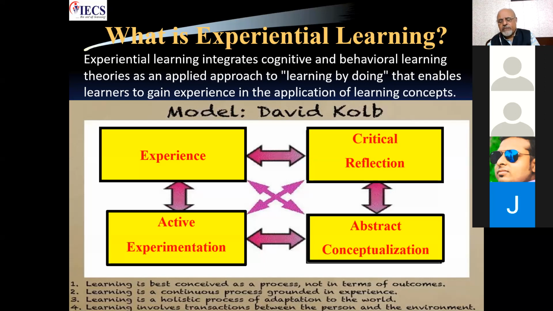What is learning? Here, learning is conceived as a process. In the behavioristic school of thought, we view learning only as an outcome. We view learning as only a behavioral change, a behavioral modification. But he says, no, learning is a process which keeps on continuously going. And it's a continuous process. The basis of this process is the experience. It's grounded in experience. And it's a process which is holistic.